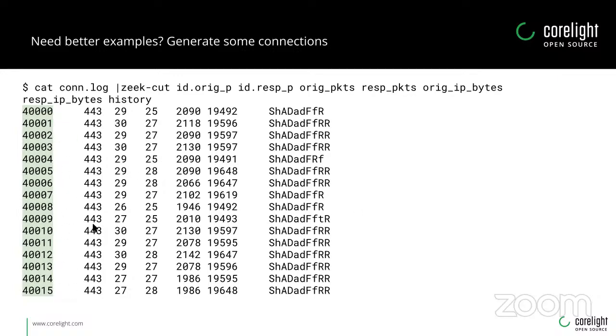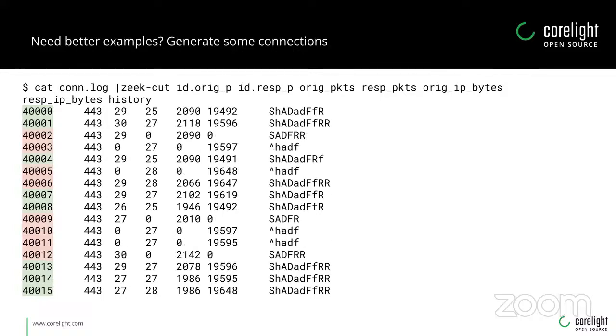And I truncated it to just the first 15, right? But we should see a bunch of connections from these sequential source ports to port 443. Each connection is about 30 packets in either direction. We see both directions, we see both byte counts, and our histories are very healthy. If you do this on your network and you get something like this, well, now you have big problems, right? Some of these connections have zeros where they only saw packets in one of the 2 directions.